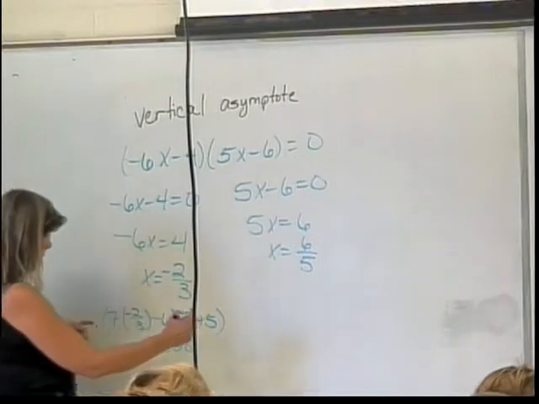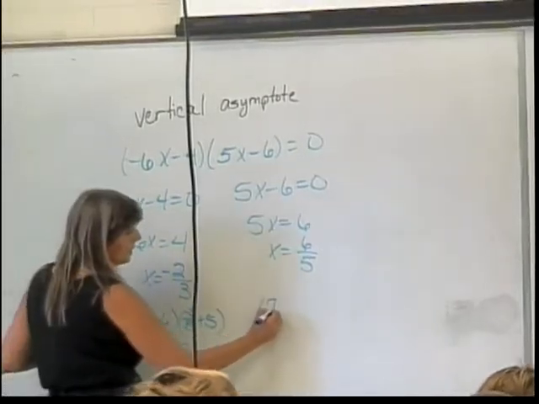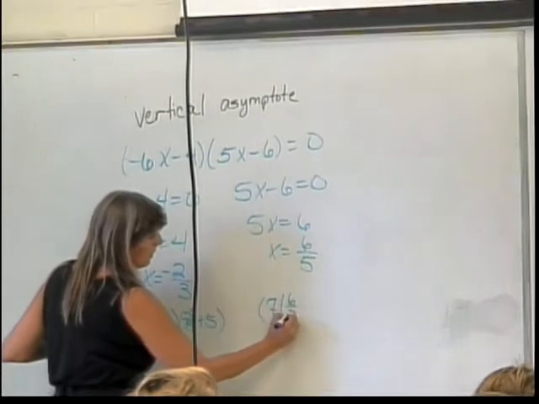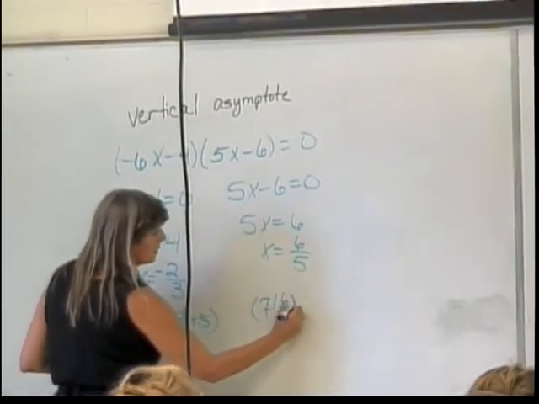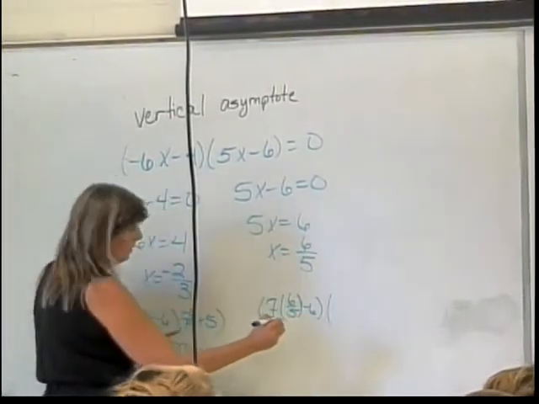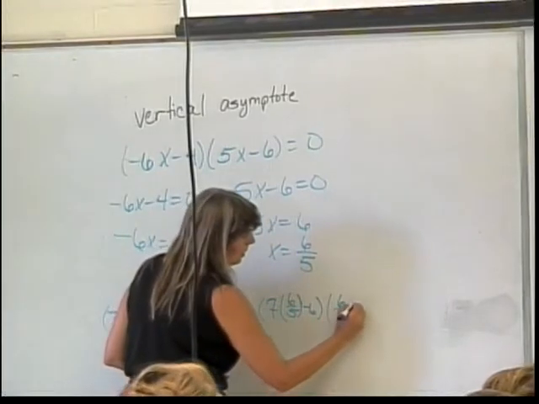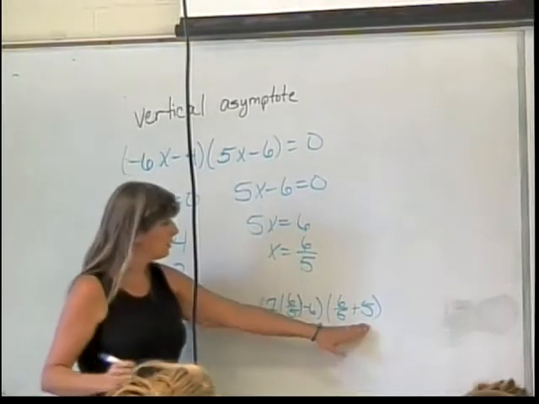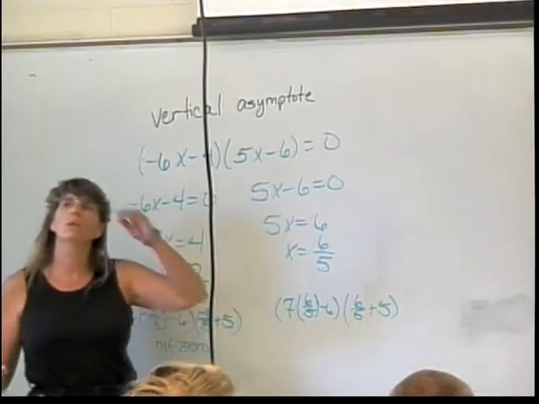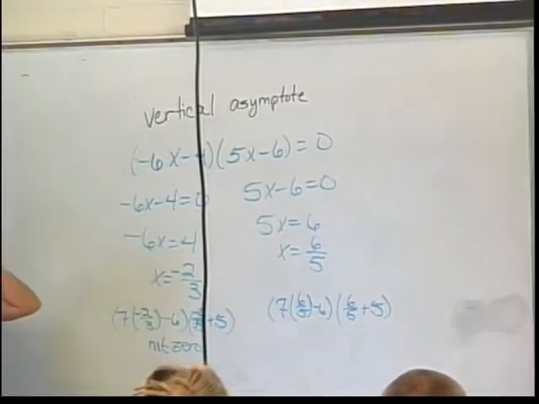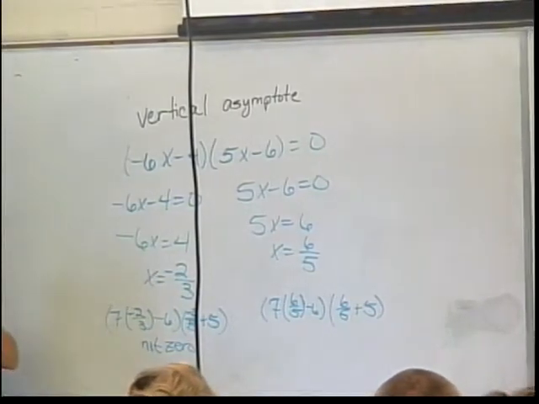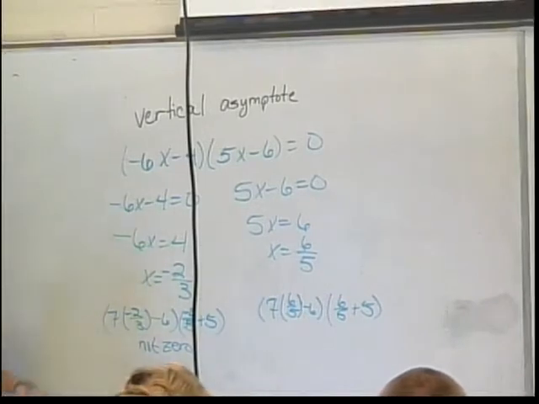What about with my 6/5? I have 7 times 6/5 minus 6 and 6/5 plus 5. This is clearly going to be a nice positive number. You're okay with us not actually finding it? It's good enough that you can look at it and go, okay, definitely not happening.